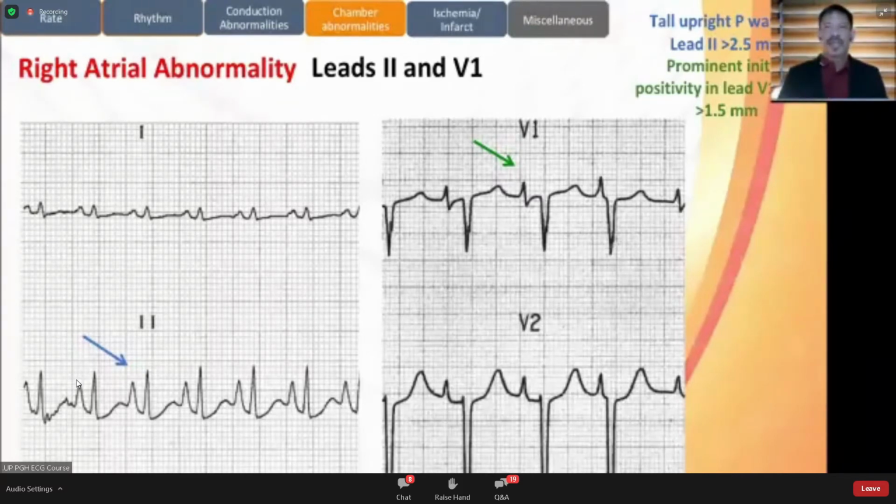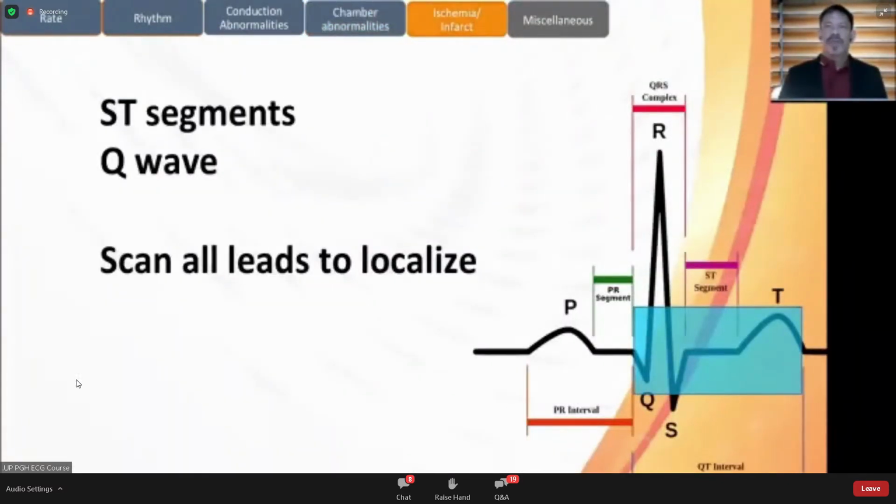Since we usually scan lead 2 first, we can analyze the P-wave right away, then looking at V1 can further help. So far, we have underscored the value of looking at P-waves, PR interval, and QRS complex. Now let's proceed to ST segment and Q-wave as we assess ischemia and infarction.